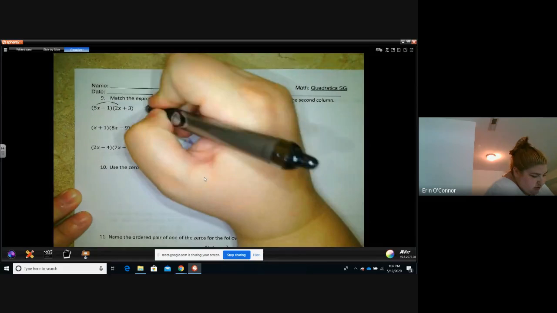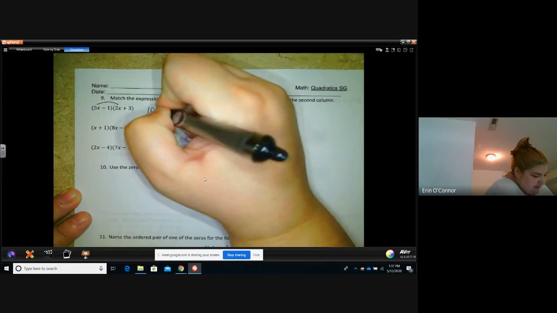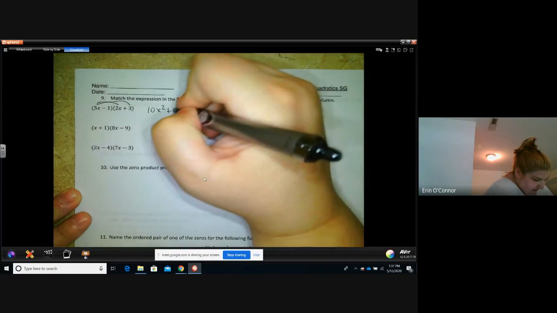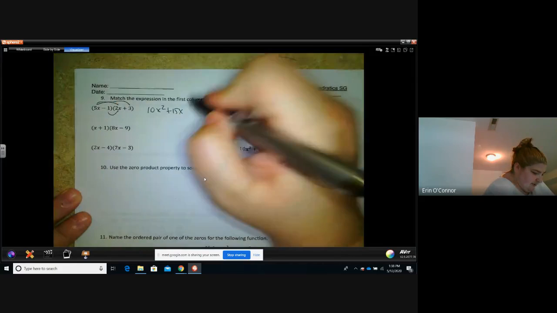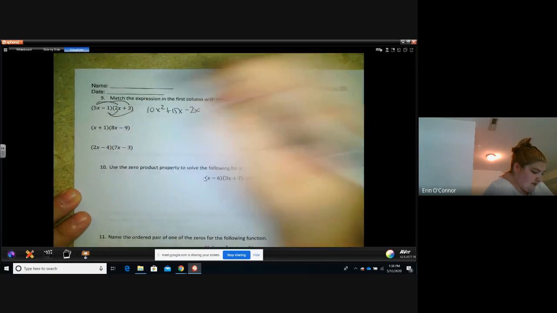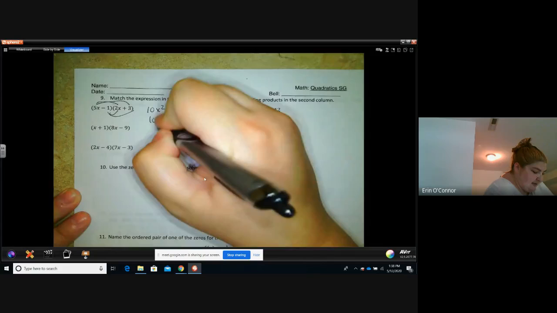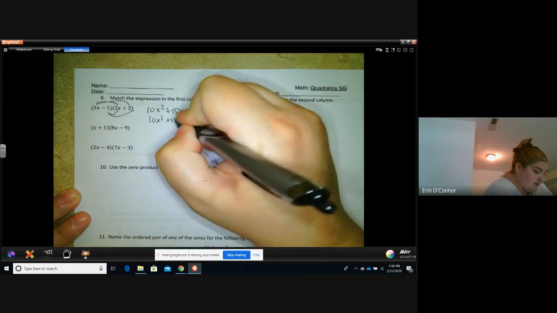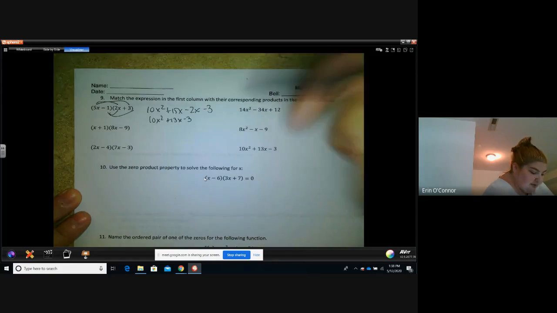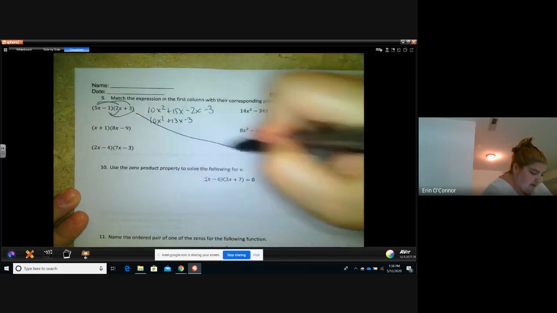5x times 2x is 10x squared. 5x times 3 is 15x. Negative 1 times 2x is negative 2x. Negative 1 times 3 is negative 3. So I get 10x squared plus 13x minus 3. So this one goes here.